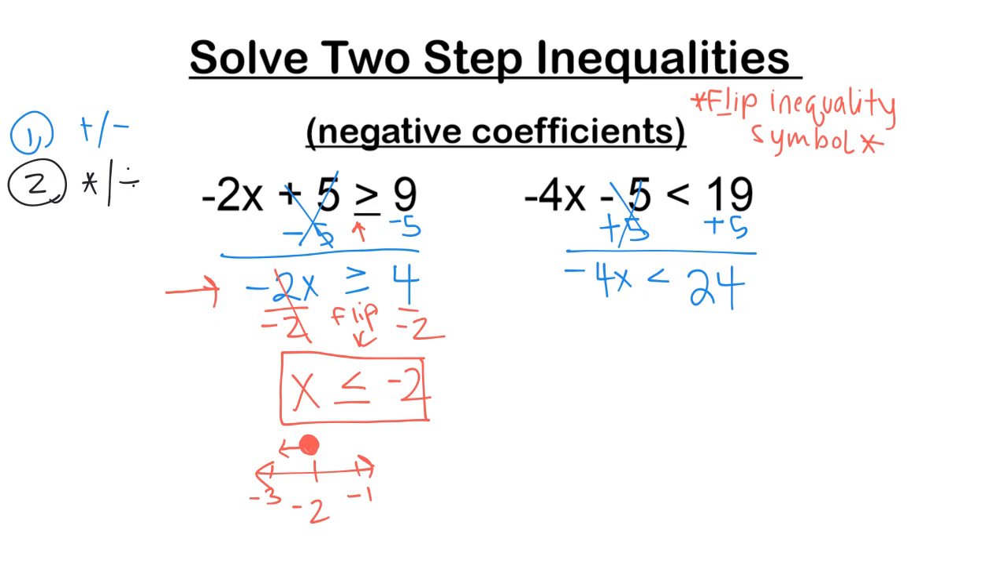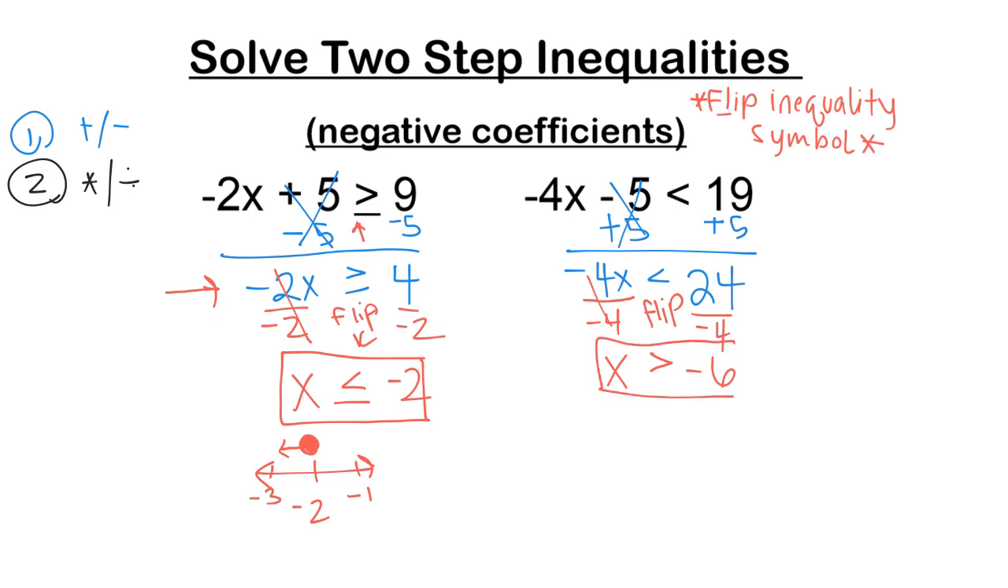Again, notice I'm about to divide by a negative 4. And anytime I divide or multiply with a negative in inequalities, I have to flip or reverse my inequality symbol. So less than becomes greater than. Negative 4 divided by negative 4 cancels out, so all that's left is x. And then 24 divided by negative 4 is negative 6.